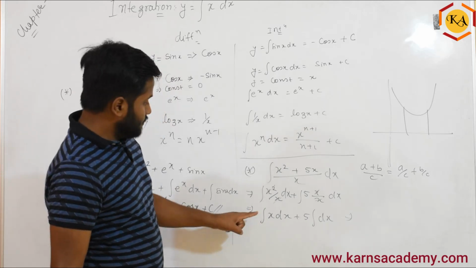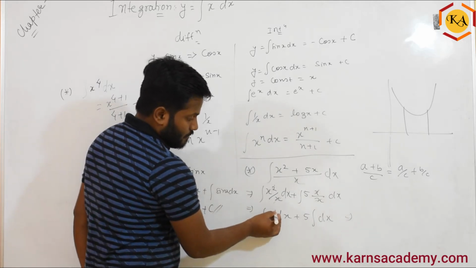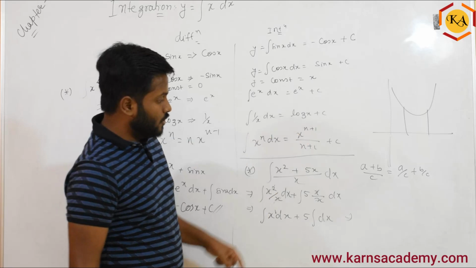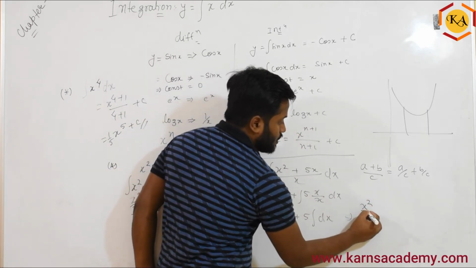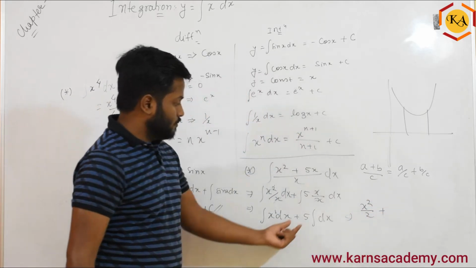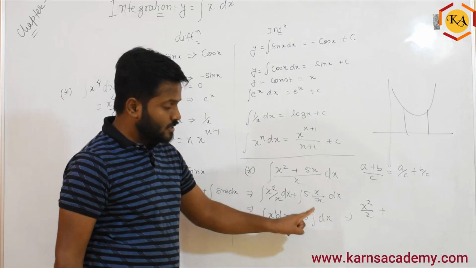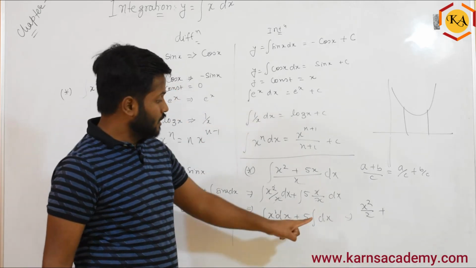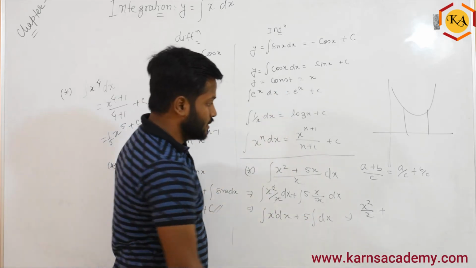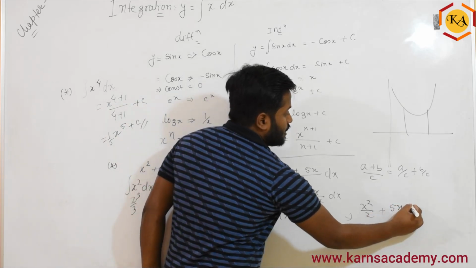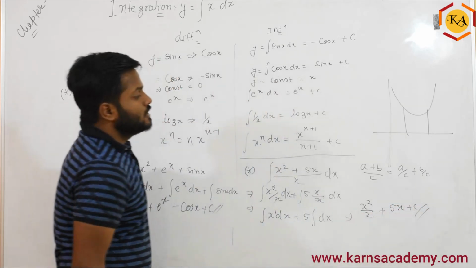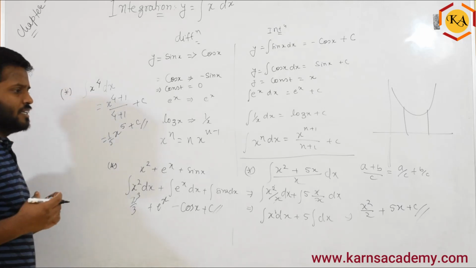Integration of x will become, if nothing is there, we'll consider power 1. So 1 plus 1, 2. So it will become basically x square by 2. Plus 5 will be as it is. Here nothing is there, we'll assume that 1 or a constant. So integration of constant is x. So we will assume 5x plus c. So this is how we can do the normal integration problem.